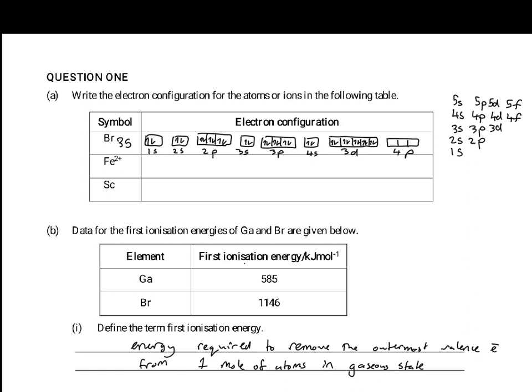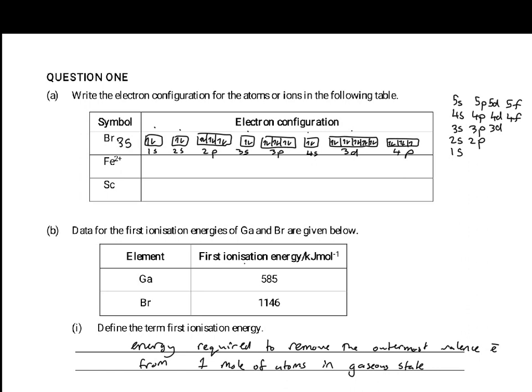At this point I'm just going to tally up how many electrons I've used. I've got 2, 4, 10, 12, 18, 20, 30. I've used 30 electrons. I have 35, which means I have 5 electrons left. So they're going to go in the 4p: 1, 2, 3, 4, 5.